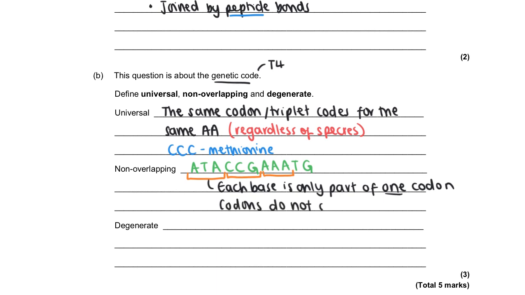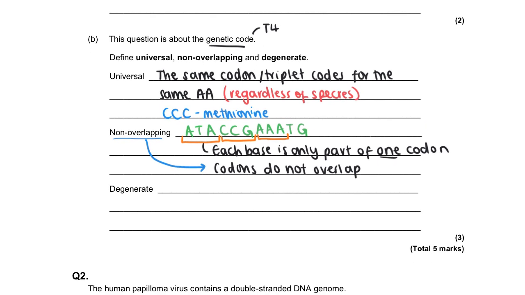And I know this second answer, this second mark point, seems a little bit silly considering, you know, the word that you're defining is non-overlapping, but sometimes the answers are as simple as that. And finally, degenerate. This was a word that was defined quite well across the class, and that it's more than one codon codes for the same amino acid.